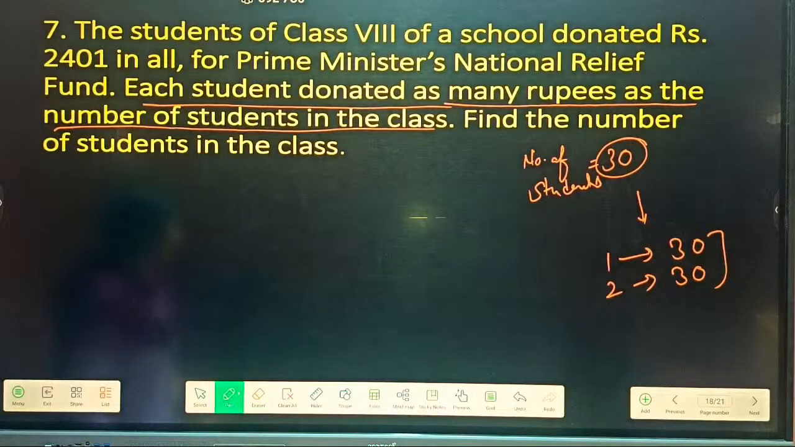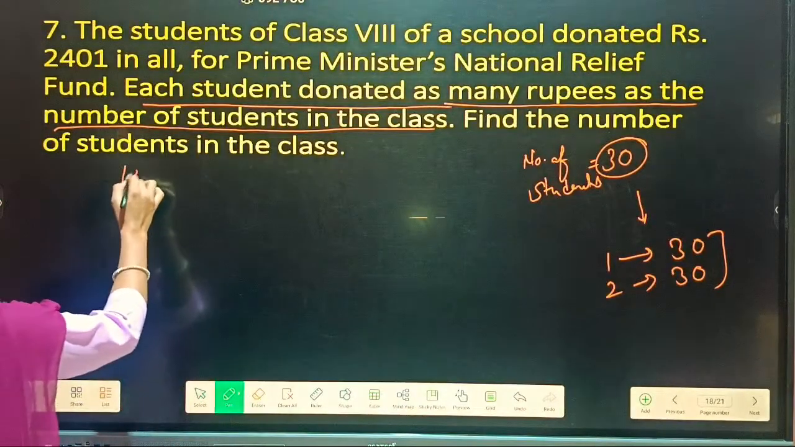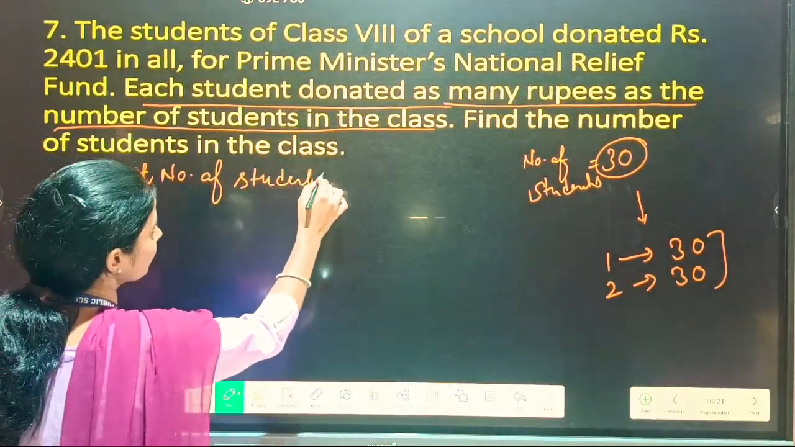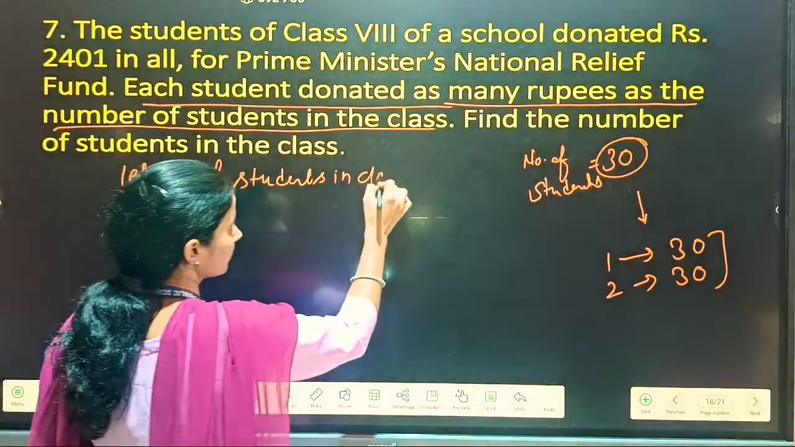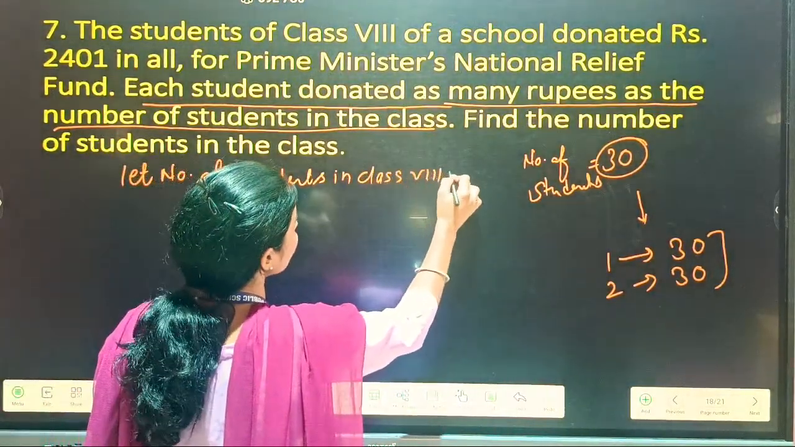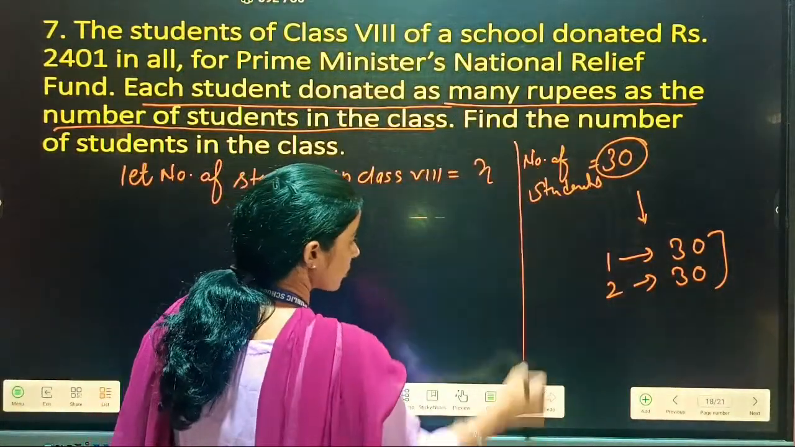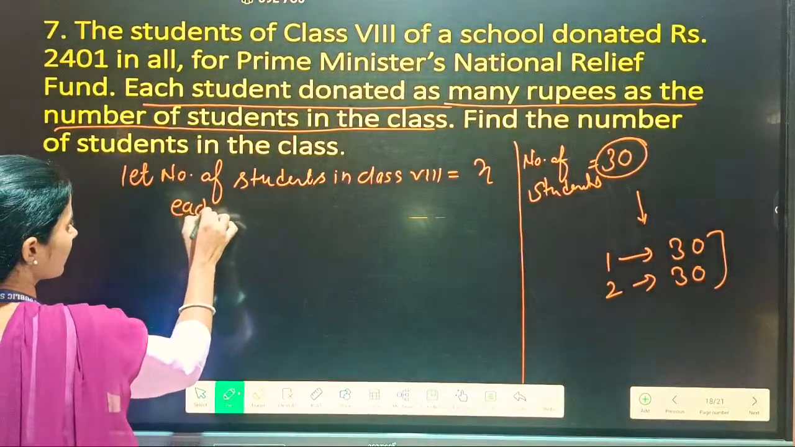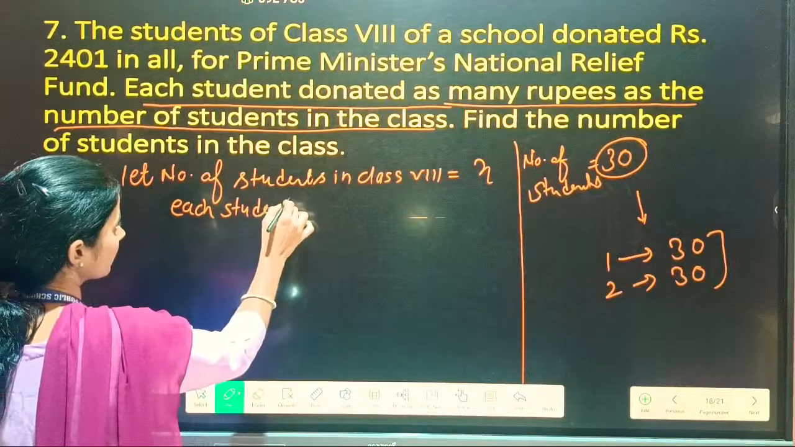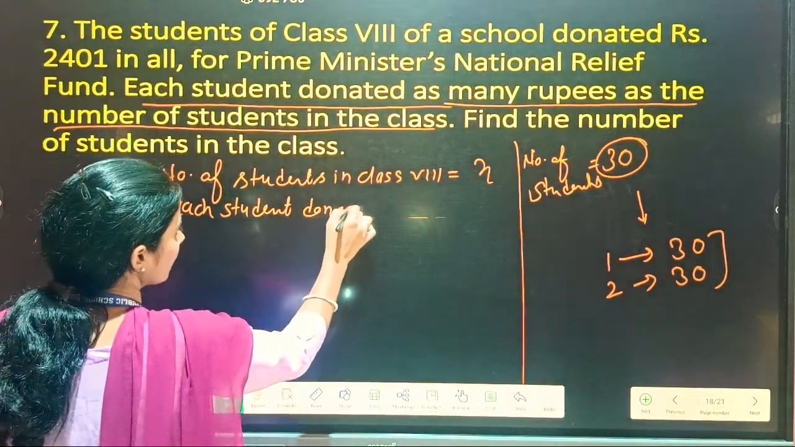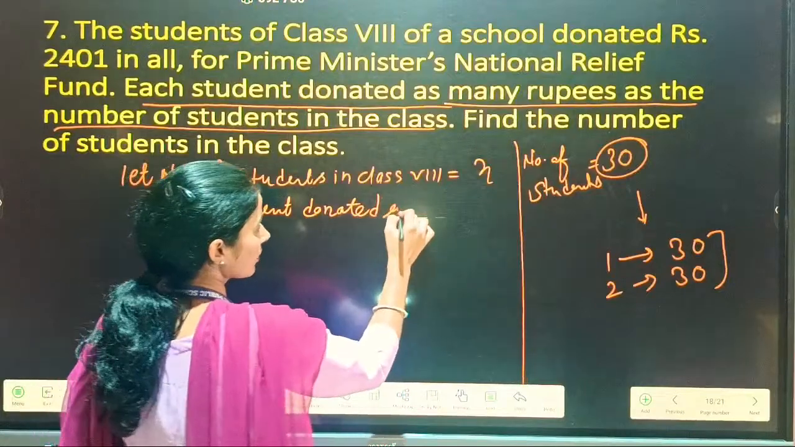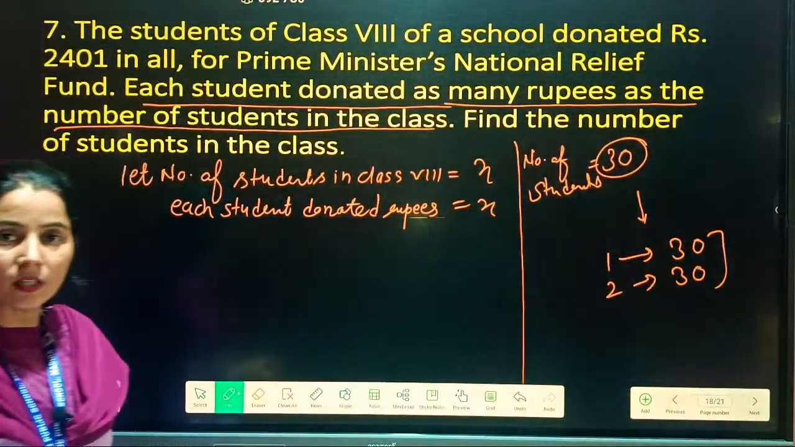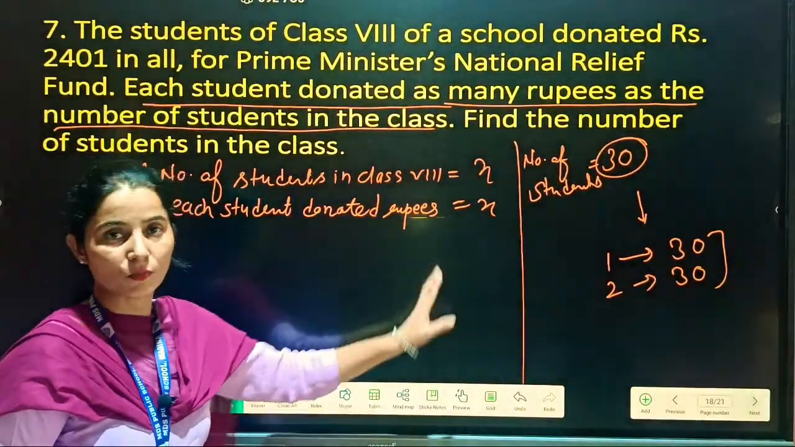Let the number of students in class 8 be X. Number of students in class 8 are X. Each student donated rupees X. If in your class X students are there, then each student is going to donate X rupees.